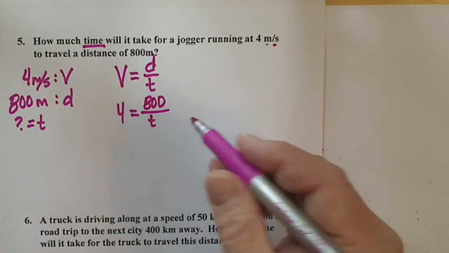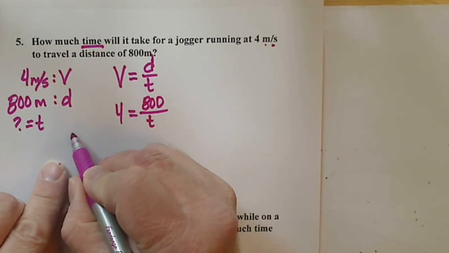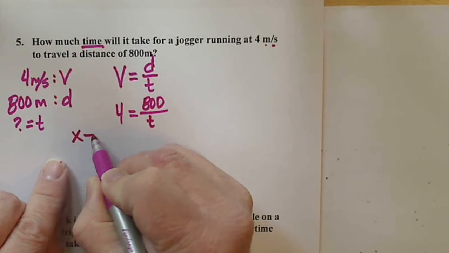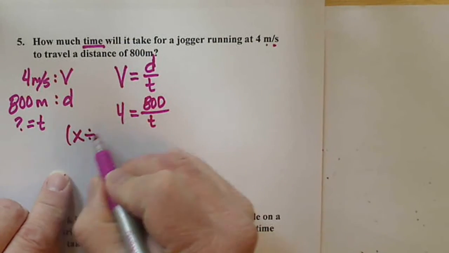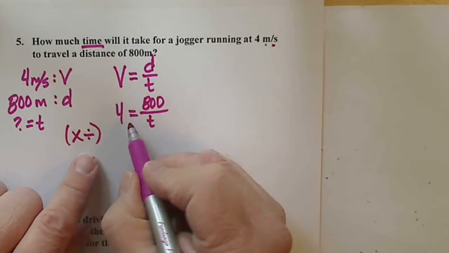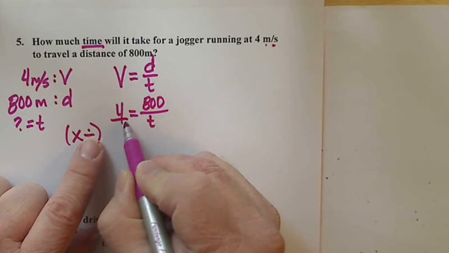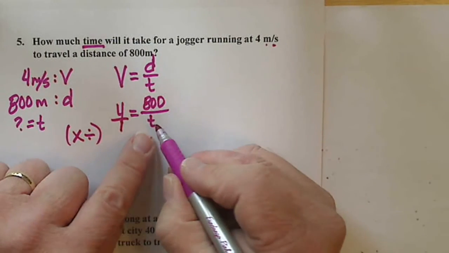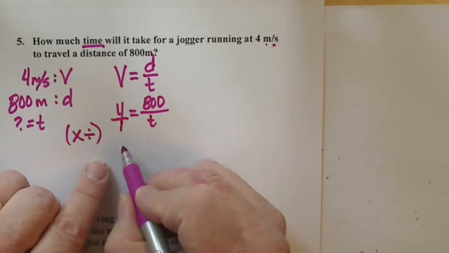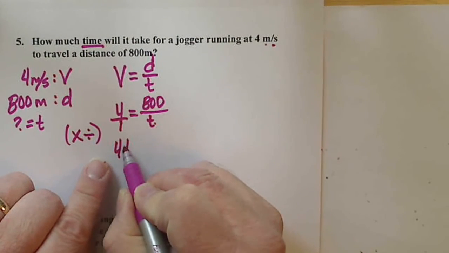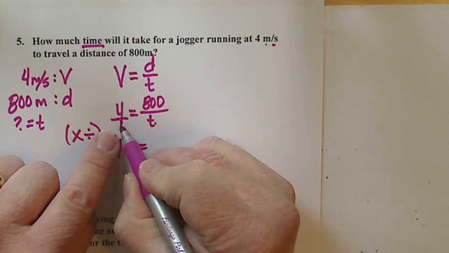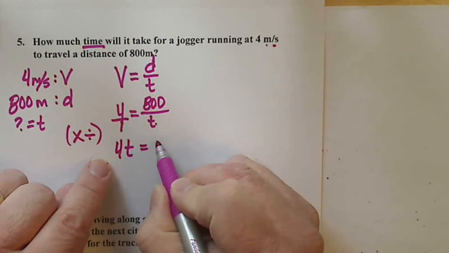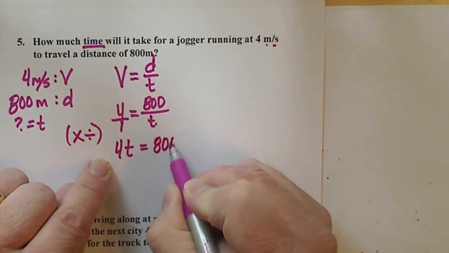So we're going to do something called cross multiply divide. Okay? So we're going to pretend like this 4 over here is above a 1. And we're going to do cross multiply. So we're going to go T times 4. That gives me 4T. And down here we have 1 cross up times 800 gives me 800.